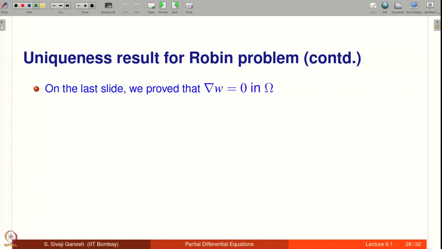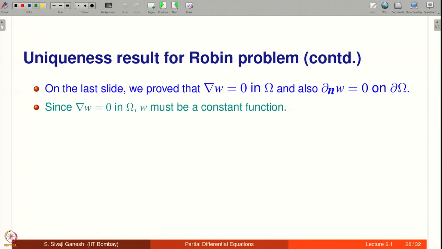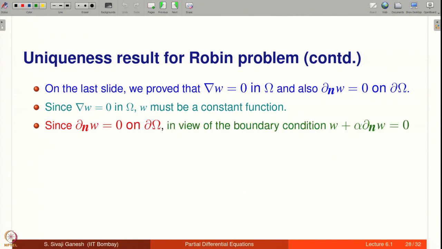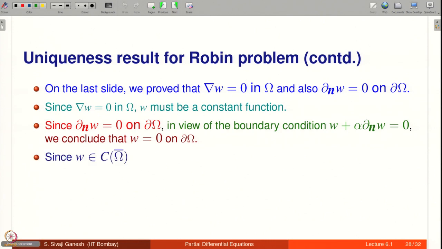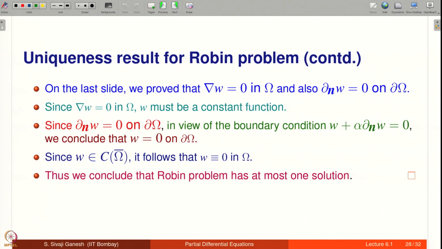On the last slide, we have proved that grad w equal to 0 in omega, and also the normal derivative of w equal to 0 on the boundary of omega. Since gradient of w equal to 0 in omega, w must be a constant function. Now, since the normal derivative is 0 on boundary of omega, if we use the boundary condition, we get w equal to 0 on the boundary of omega. But what is w? w is continuous up to boundary. w belongs to C of omega bar, w is a constant and it is 0 on the boundary. Therefore, w must be 0 in omega also. In other words, Robin problem has at most one solution.